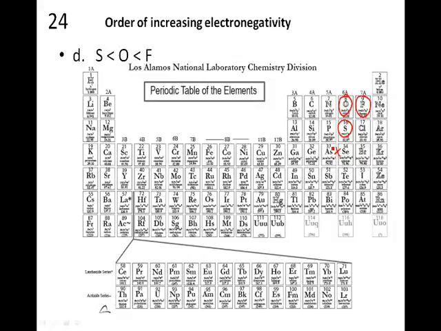Sulfur, oxygen, and fluorine. Of course, if fluorine is the highest and sulfur is the closest to this corner of the periodic table, making it lower of the three, and oxygen in the middle. Let's see if we can move on to a new problem here.